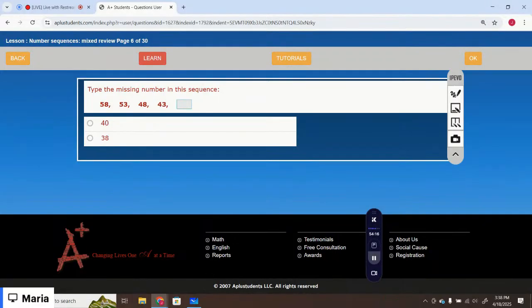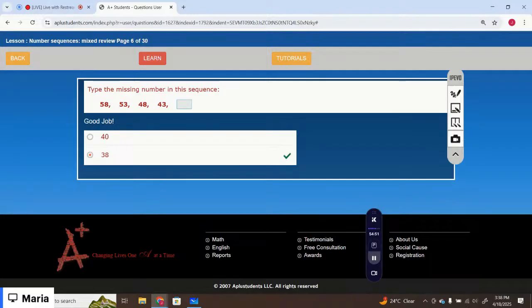Type the missing number in the sequence. Fifty-eight minus 5 is 53. 53 minus 5 is 48. 48 minus 5 is 43. 43 minus 5 is 38. Option number 2 is the correct option.